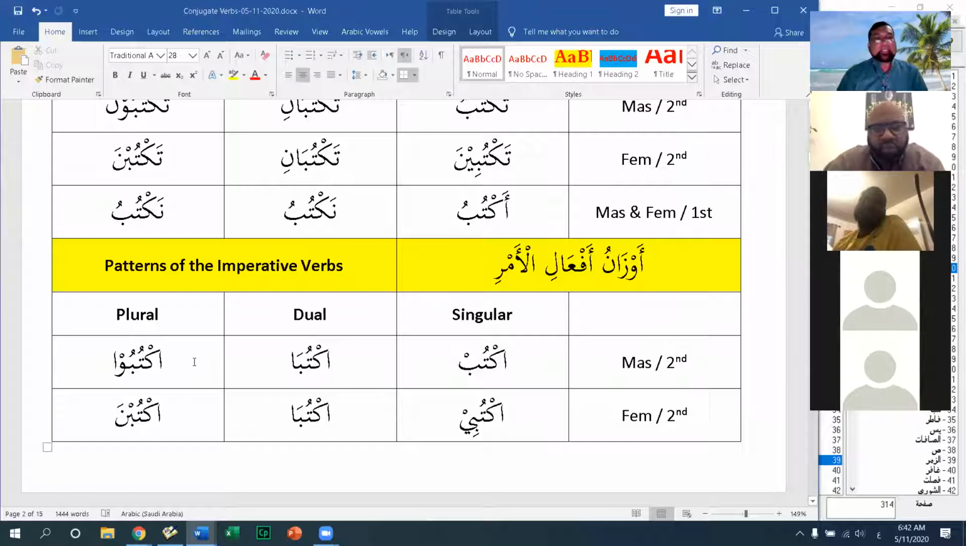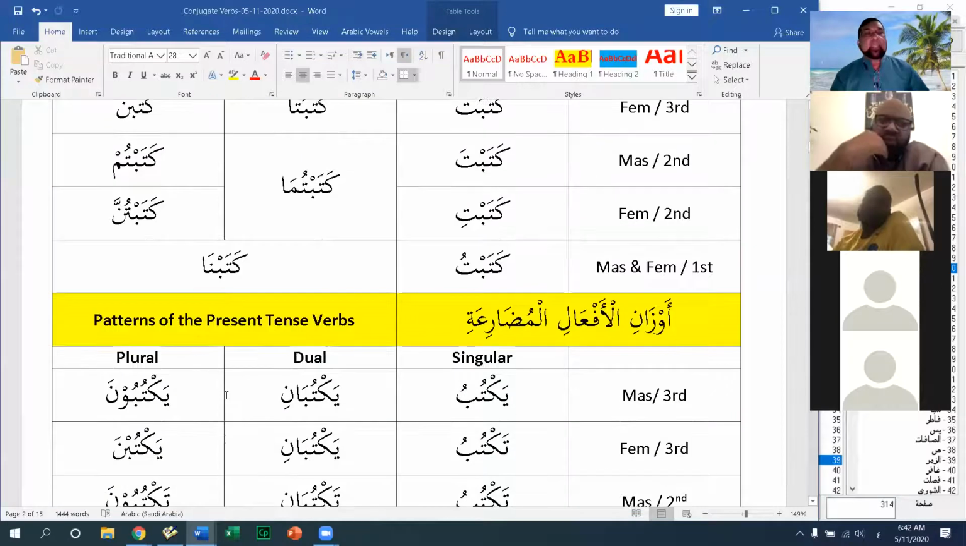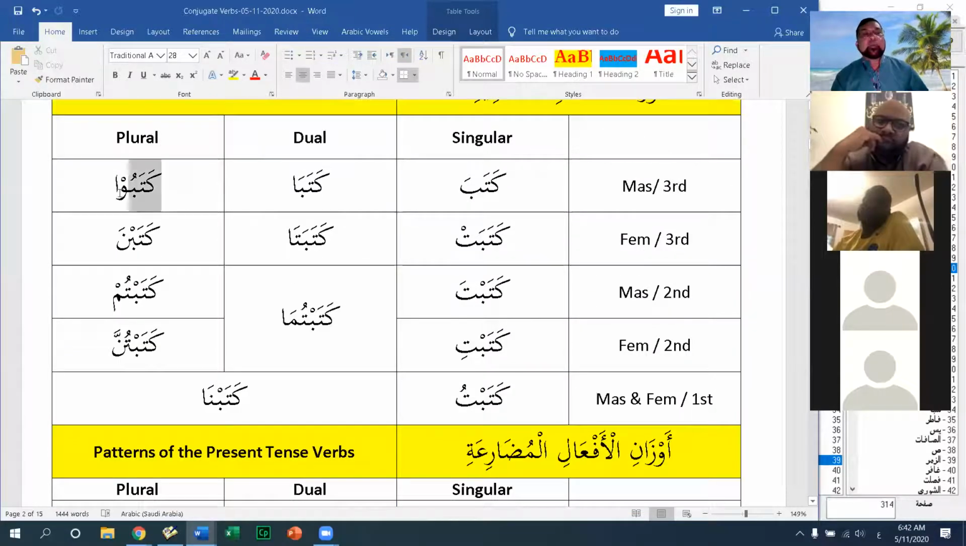I'll come back to that in a second. Uktubu, if you're speaking to a group of males. Uktubna, if you're speaking to a group of females. The verb for the group of males is also for a mixed group. So if we say a group of men wrote, we say katabu. But if it's a group of men and women, we still say katabu.